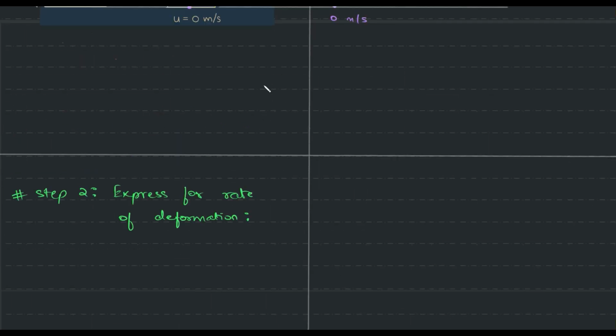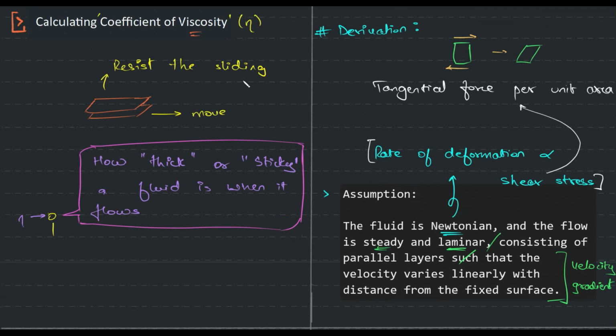Okay, now step 2. We are getting an expression for rate of deformation. So what we are trying to do is figure out the coefficient of viscosity. Coefficient of viscosity depends on the friction, and friction occurs because of the force, and force is related to rate of deformation. So that's the whole idea.